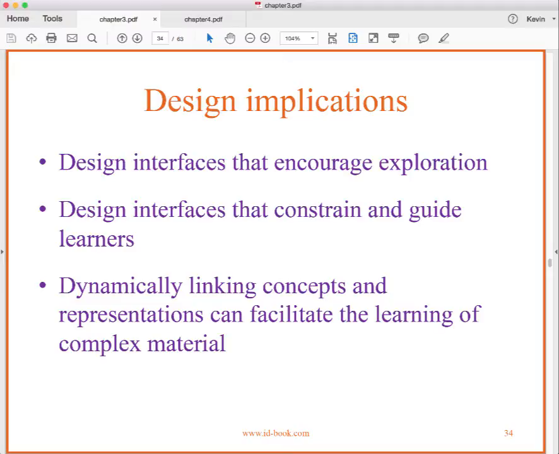Dynamically linking concepts and representation can facilitate the learning of complex material. Now, this is, I think, a pretty powerful idea, and this is really the promise of learning tools based on modern computer-based information systems. I mean, we can get away from things that are only reading based or listening based. They can be much more experiential.